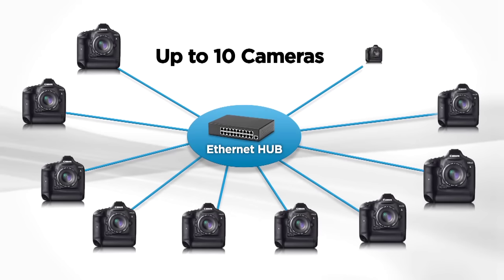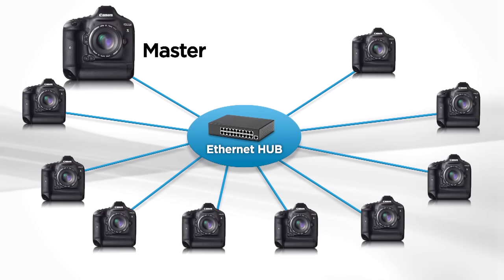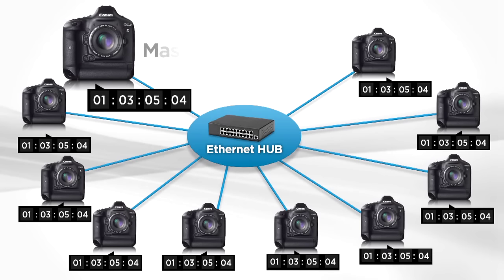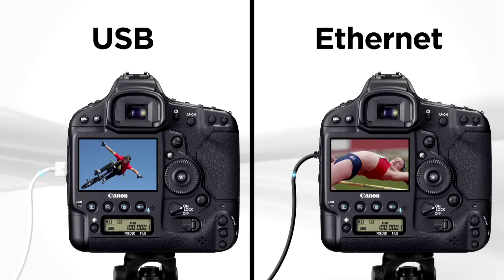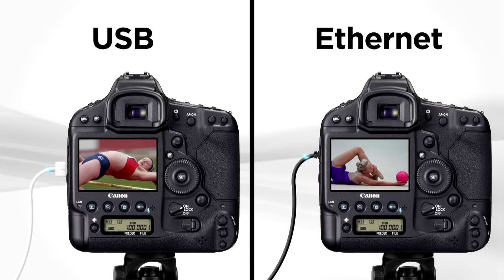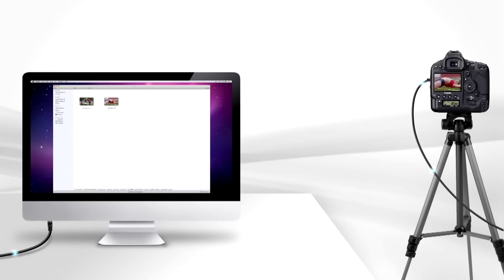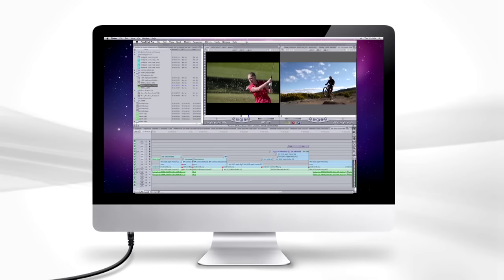Up to 10 EOS-1D X cameras can be connected using Ethernet LAN cables and a third-party Ethernet hub. With one camera designated as the master camera, its time can be applied to any of the connected cameras. Ethernet connectivity ensures a stable, high-speed connection with more flexibility than USB connections and fewer potential interference problems than wireless transmission. It makes shooting, downloading, and editing images and videos faster and easier.